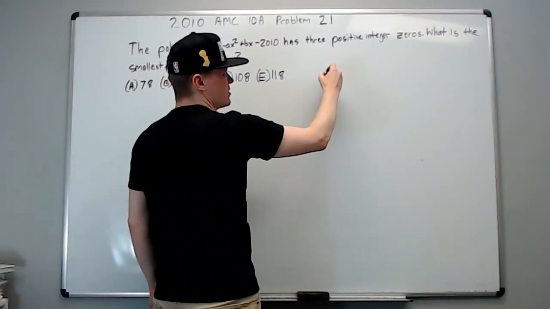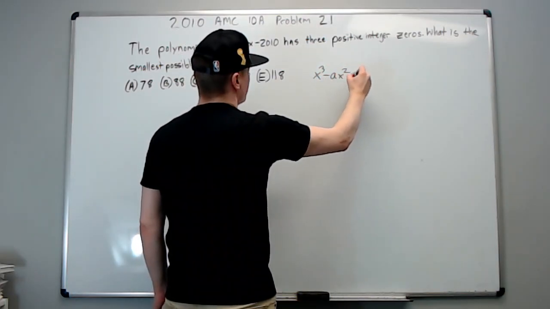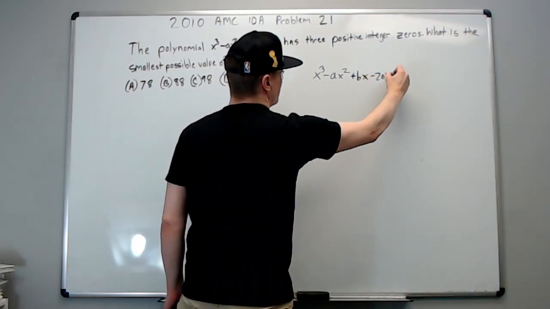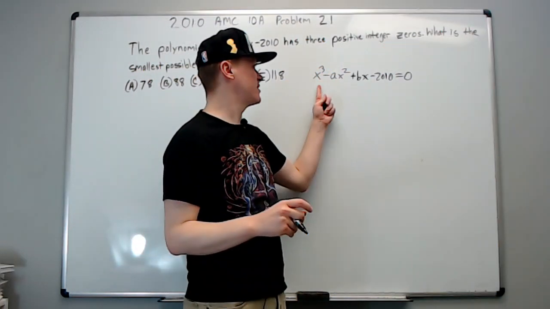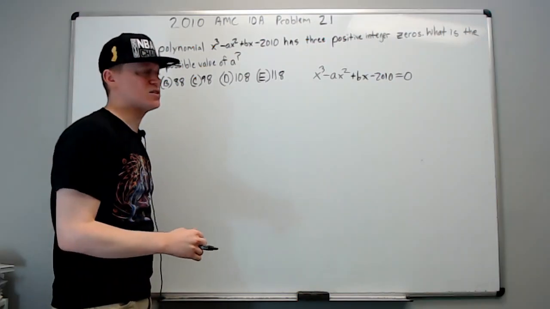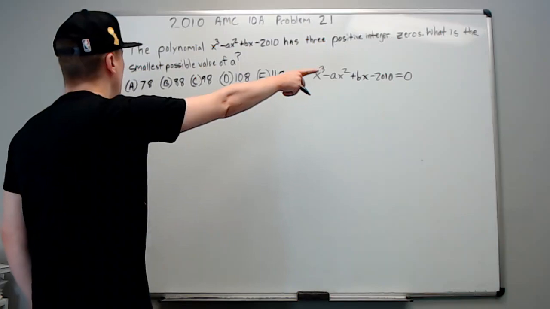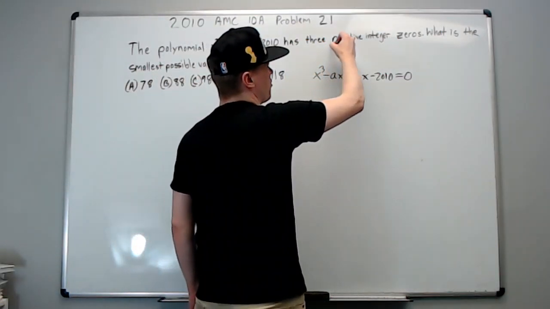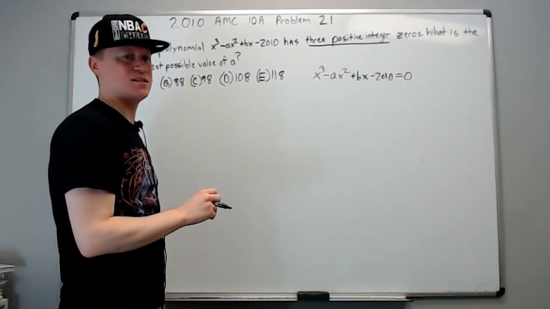What are the zeros? They're solutions to the equation x cubed minus ax squared plus bx minus 2010 equals 0. That's why they're called zeros, because they're values of x that make this true. Also called solutions or roots, or even x-intercepts if you're talking about the graph. What is the smallest possible value of a? So we need to know, again, three positive integer zeros. They have to be positive integer zeros.